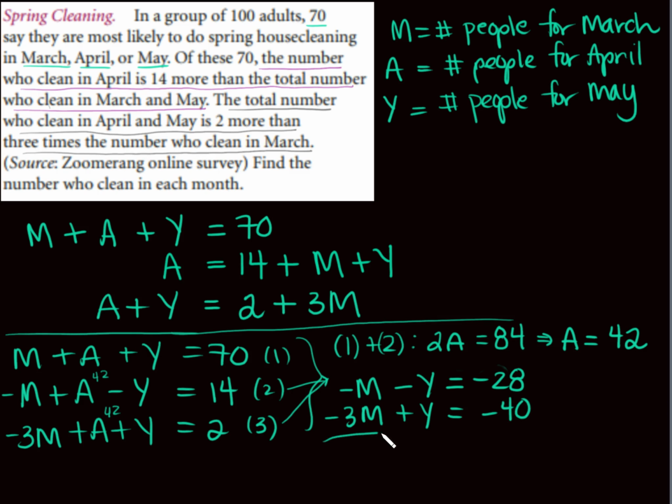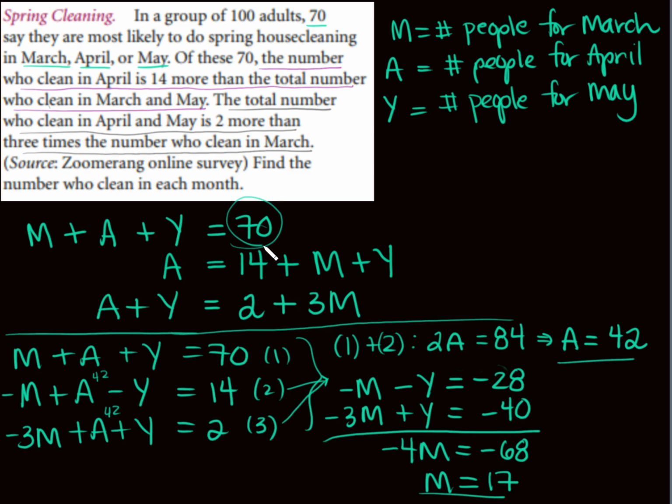And look at you guys, if I just add these together, right away, look at what I get. I get a negative 4M, my Y's cancel out, equals a negative, what, 68? So what is M going to be? Well, if I divide by a negative 4, it looks like that's going to be 17. And now what do I know, you guys? I know that A plus M plus Y all equals 70. So I can find Y just by taking 70 minus 42 minus 17.